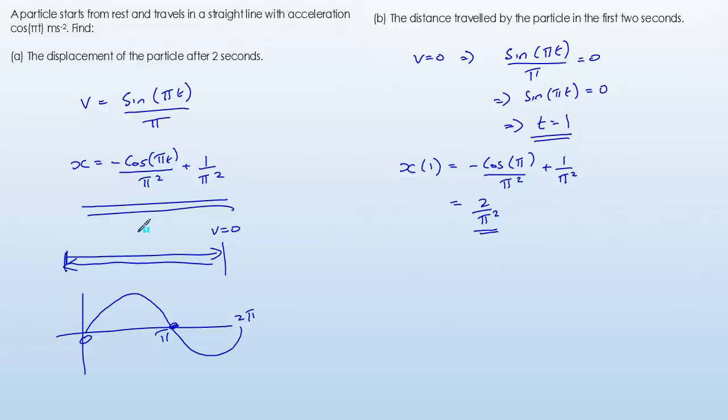So in other words, it's travelled 2 over pi squared out here, and then to get back it's got to travel 2 over pi squared back. So the distance travelled is going to be 2 over pi squared plus 2 over pi squared, which is 4 over pi squared meters.